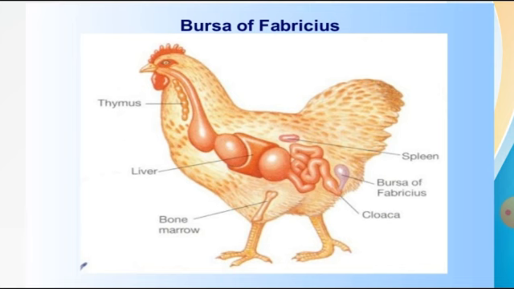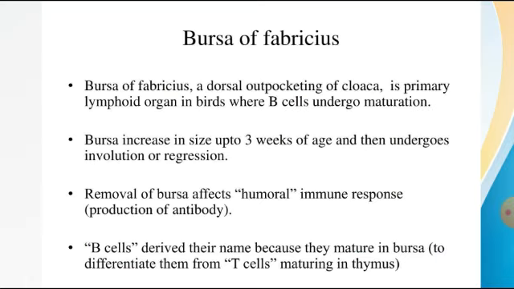And now coming to the next lymphoid organ, the bursa of Fabricius. In mammals, B cells are produced only in the bone marrow, but in birds, bone marrow is absent. So instead of bone marrow, B cells are produced only in the bursa of Fabricius. And this is the characteristic feature of the organ, bursa of Fabricius.